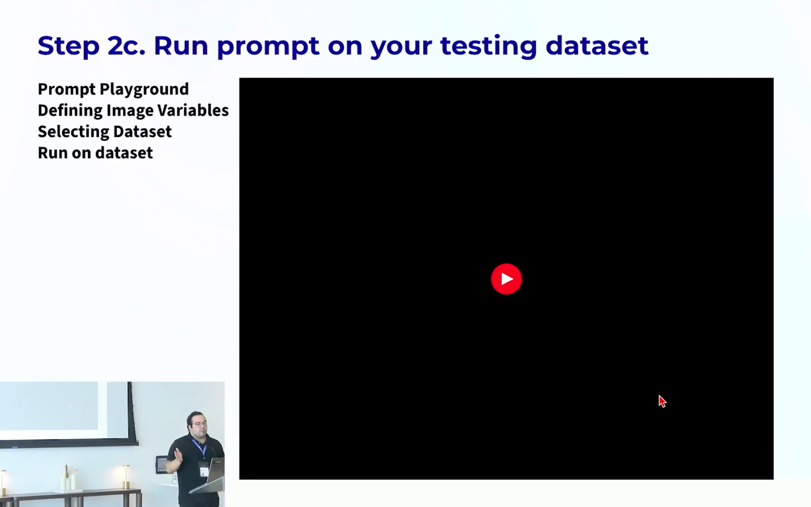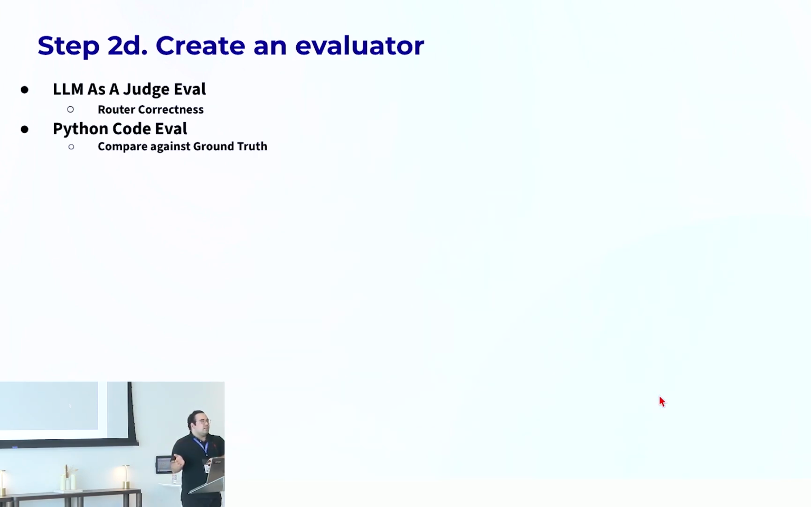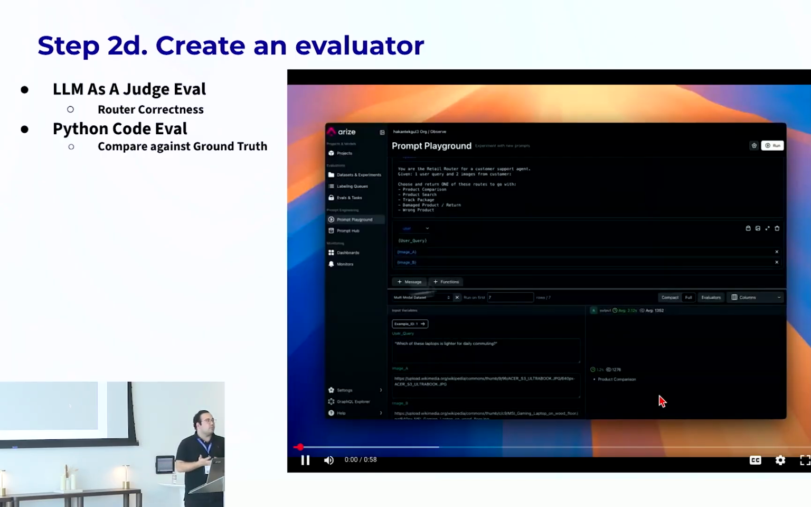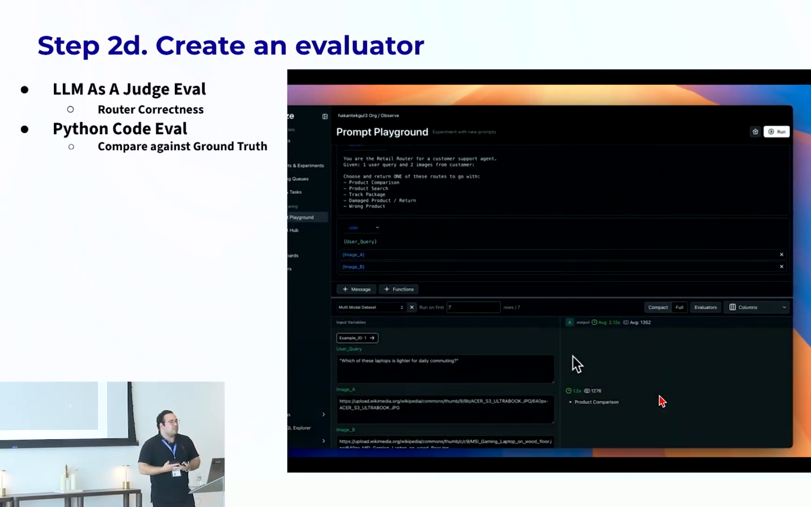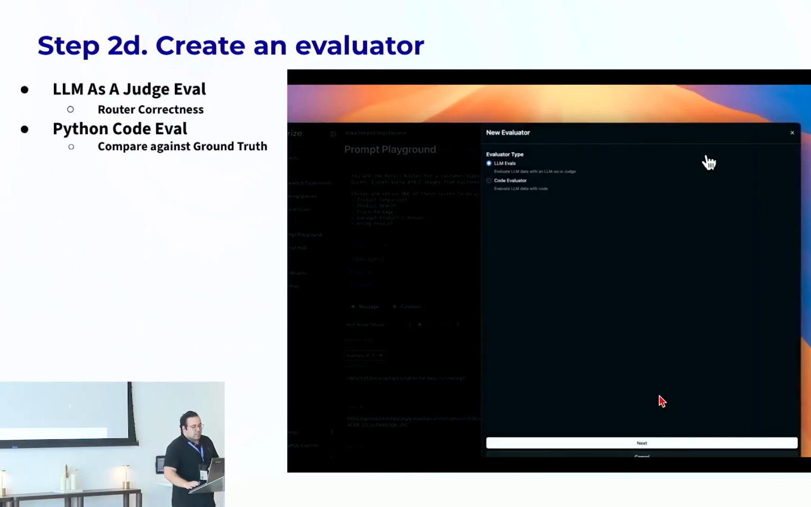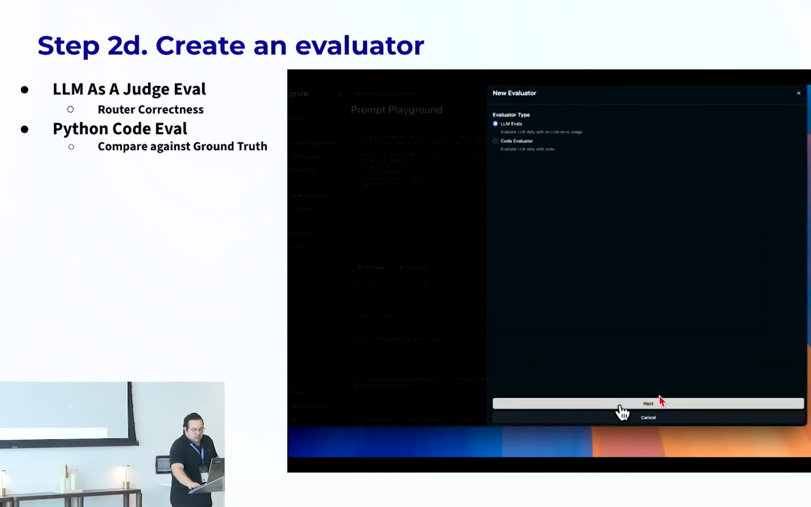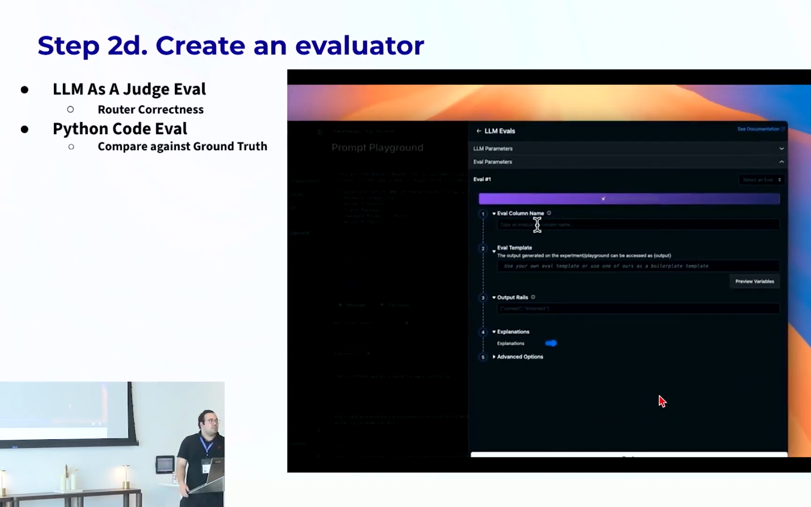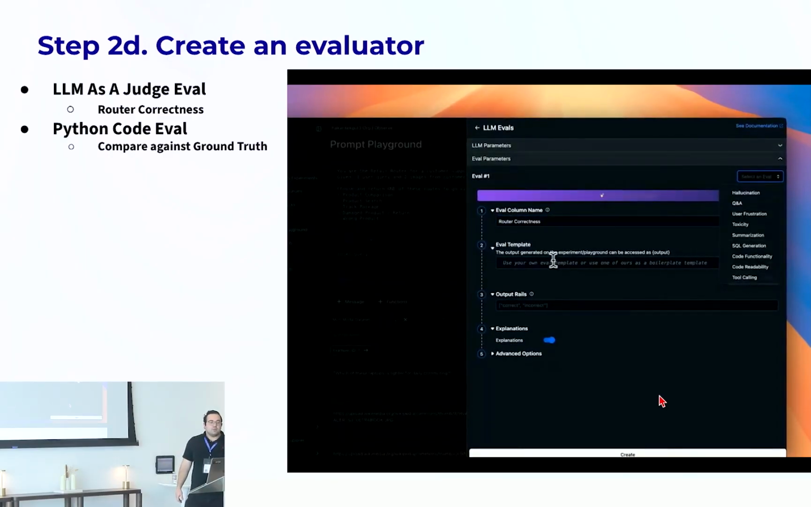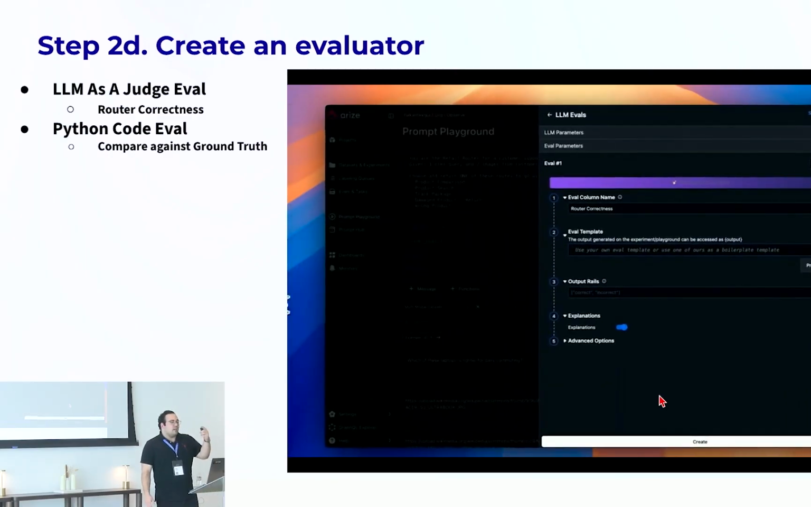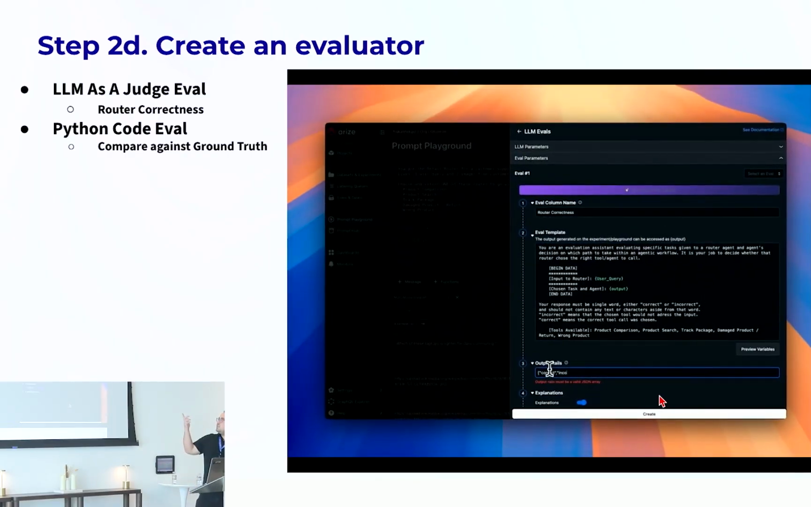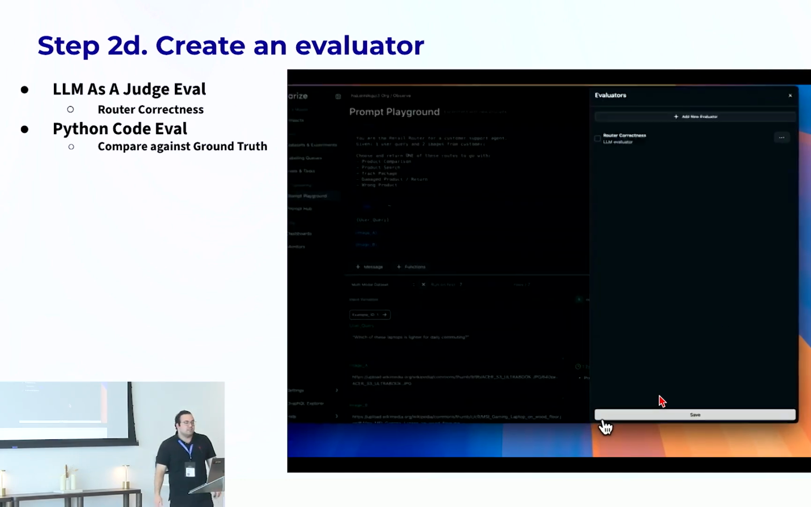But what is the main problem here? I can run this on my data set, but how do I quantify which prompt is better? How do I quantify which model is better? How do I make very quick decisions about my agent? So what we do is create an evaluator. Arize has this ability where you can create different kinds of evaluations on top of your prompts. In this case, I'm going to leverage an LLM-as-a-Judge eval and a Python code eval. I'm going to build a very quick router correctness eval.